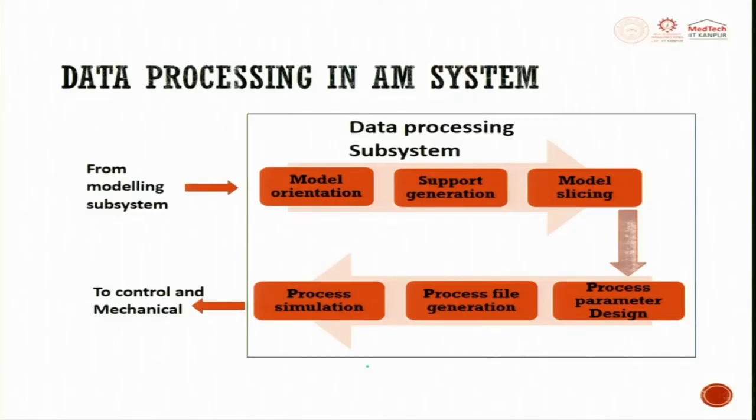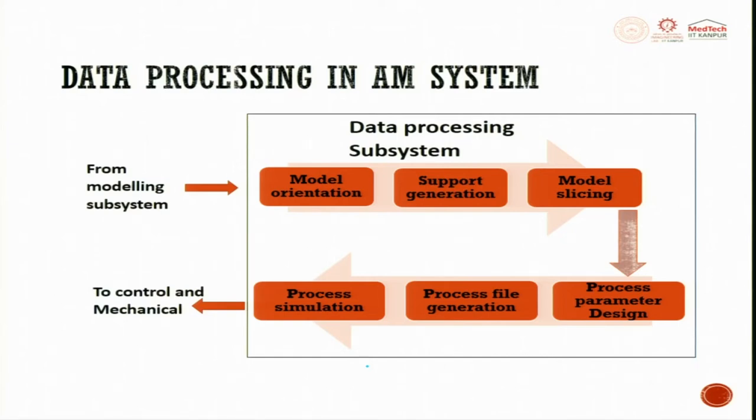So, now what happens is you try to decide which orientation I should keep the part in, such that I get the best roughness and best strength. So, model orientation is the first thing. Next, for this developed model, if I want a supporting structure so that the free hanging projections do not sag down, I would like to support them. So, support generation is the next step.